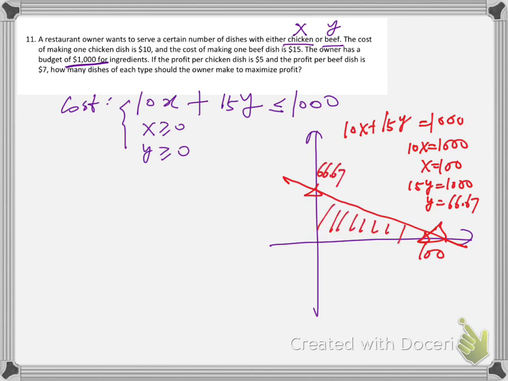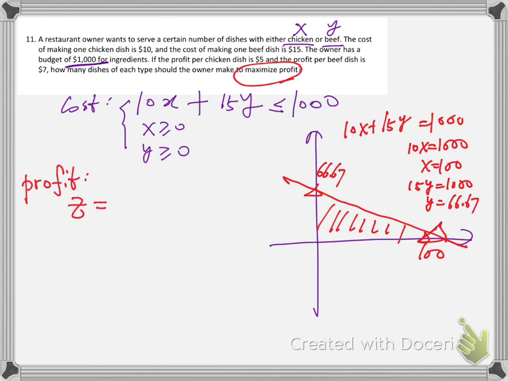So now this is the region, right? Bounded by x greater than 0, y greater than 0. Okay, so now we have a picture based on the cost, right? So now we want to maximize the profit. So we have to write down a formula Z for the profit, right?